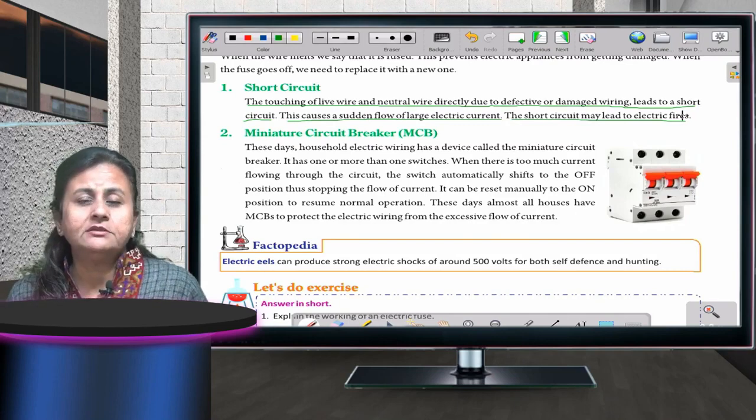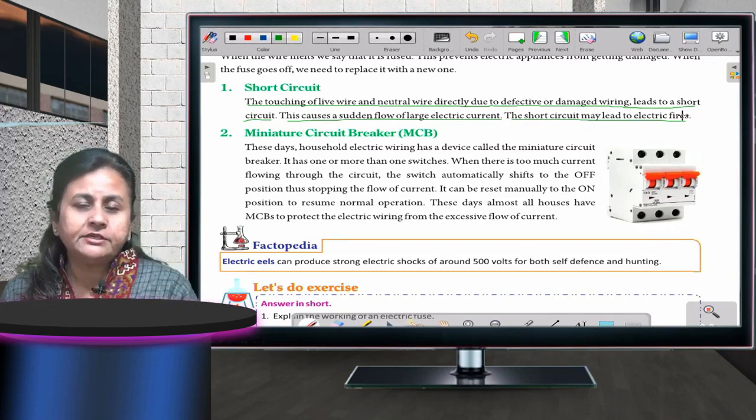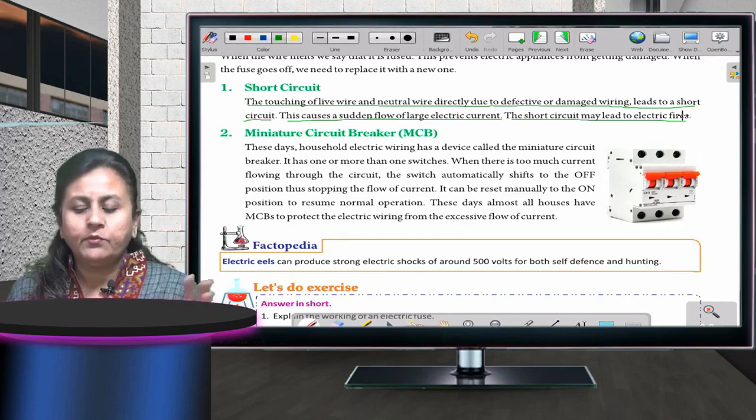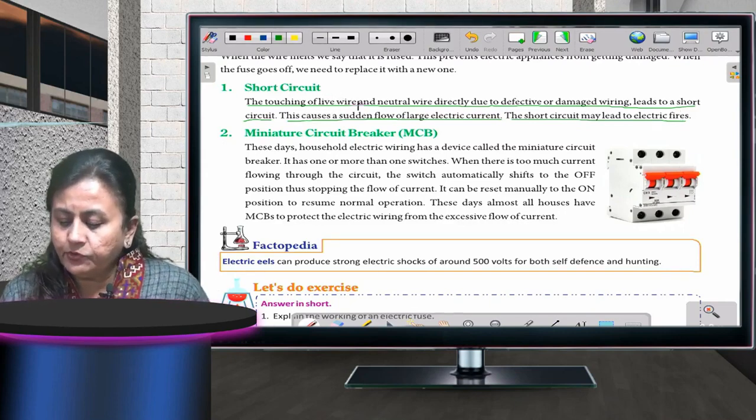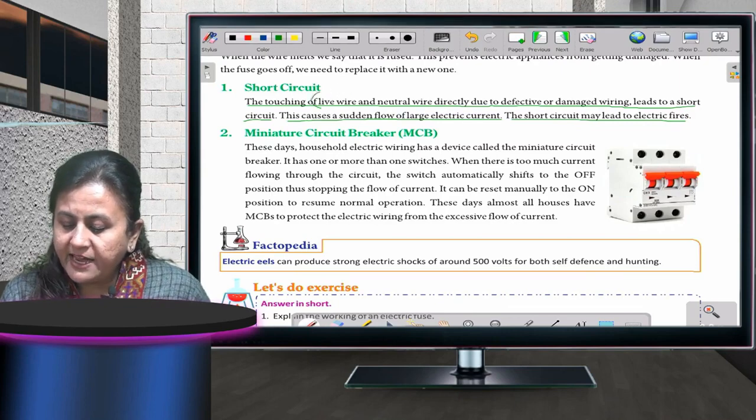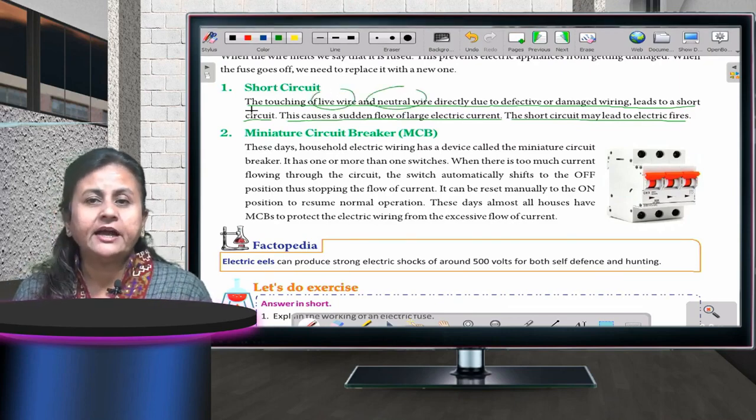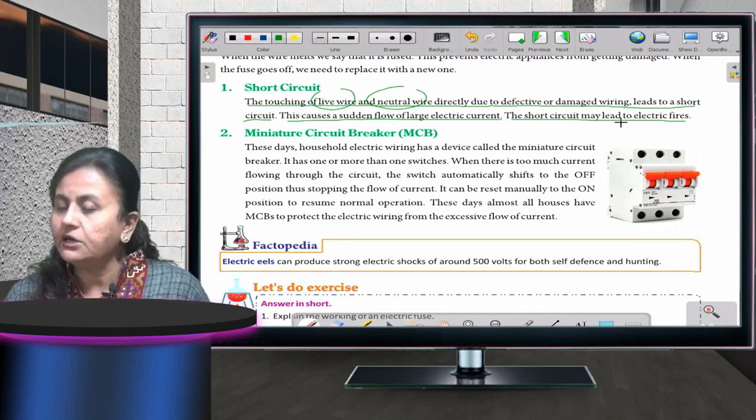Continuously the electricity is passed, and sometimes it gets heated also. And what is the result? Due to the live wire and neutral wire getting damaged, they start touching each other, and the result is a short circuit.